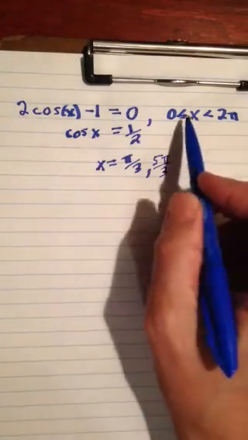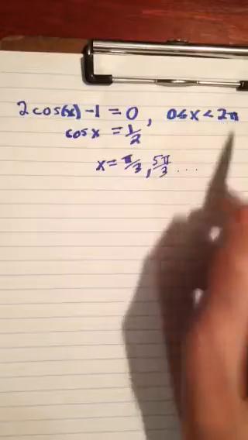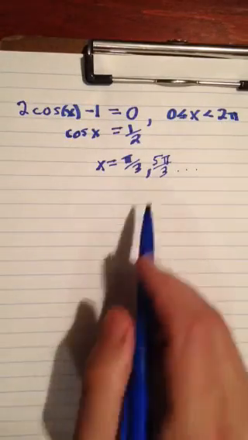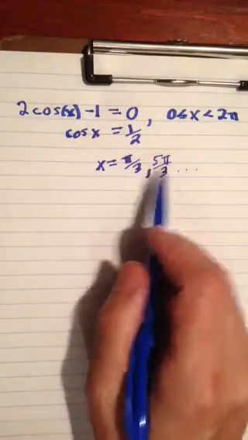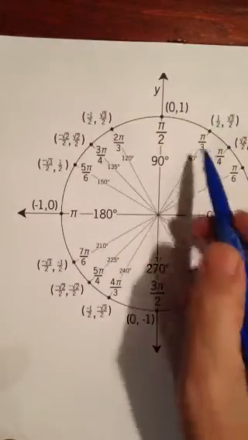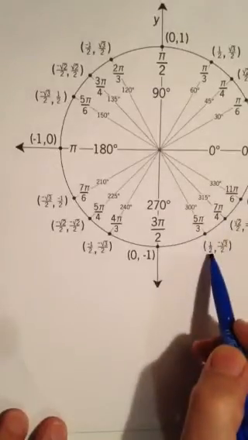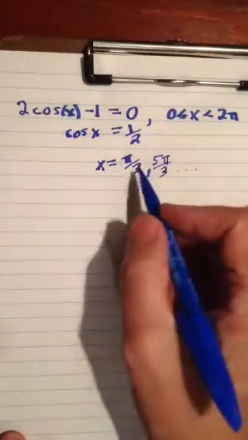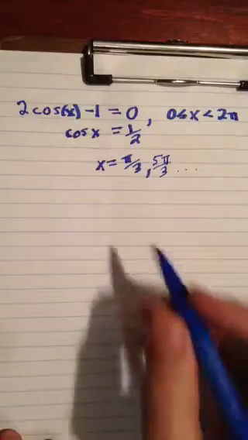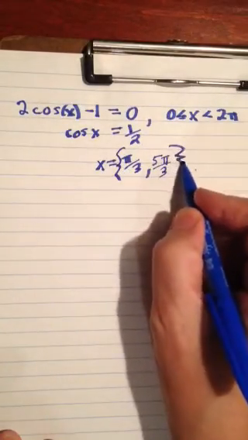Now we go back and look at this interval here. This says they only want answers between 0 and 2 pi. Well, these are the only two answers that exist between 0 and 2 pi, because 0 to 2 pi means going around the circle one time. So at pi thirds, we had a cosine of 1/2. At 5 pi thirds, we had a cosine of 1/2. So it turns out those are the only two solutions that we want. That is our solution set for this problem.